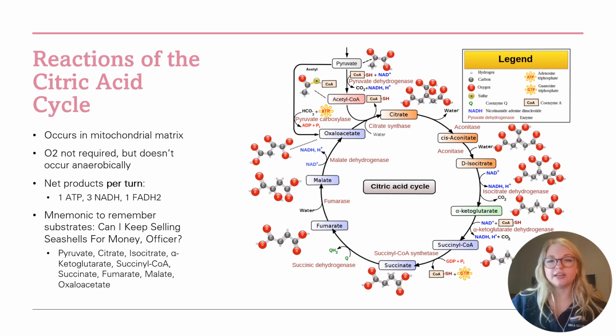As we go into the next slides, there's going to be a lot of substrates to remember for the MCAT. So to help me remember all of the substrates in their order, I like the mnemonic that I've put here, which is, "Can I keep selling seashells for money, officer?" So you'll see that in the next slide.